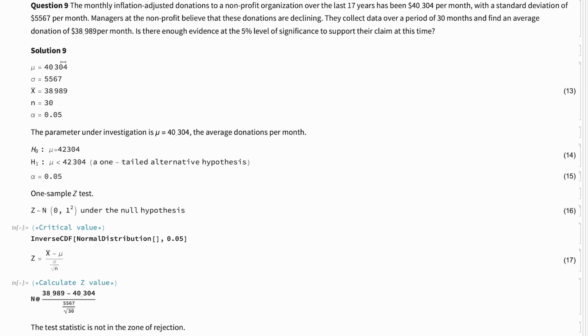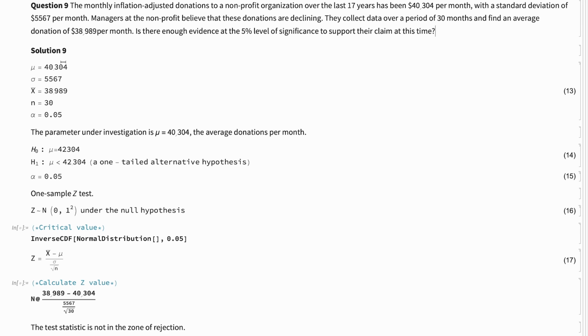The parameter under investigation is mu, the average donations per month. Null and alternative hypothesis. Mu equals 40,304. But look at their claim. They think it's declined. So it's one-sided. The alternative hypothesis is that mu is less than 40,304. My alpha value is still 0.05. I've got a single sample of 30 data points. I know the population standard deviation. I'm going to use a one sample z-test.